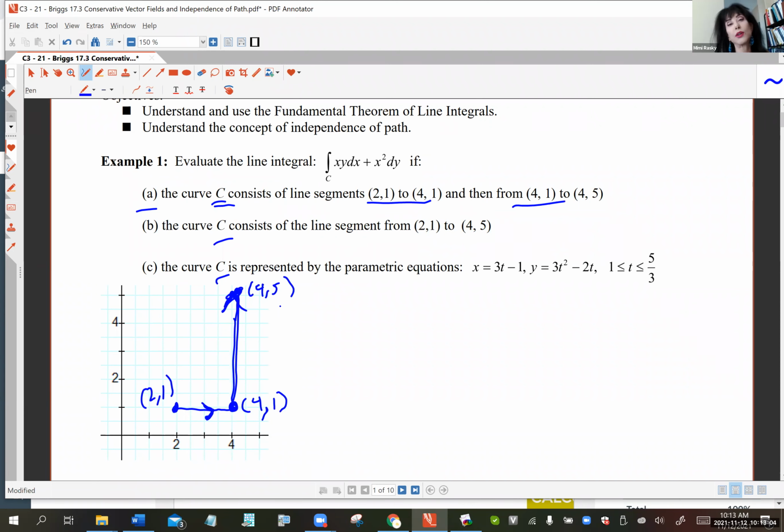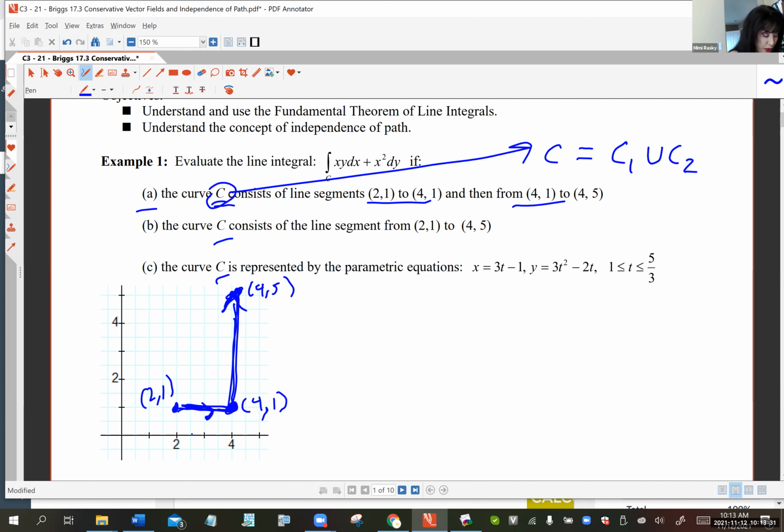Okay, so this particular curve is what we call piecewise smooth because it does have a sharp corner in it right there. It kind of goes to the right and then straight up. But that's okay. We can do line integrals on piecewise smooth curves. And the way we do that is we have to do 2 separate line integrals. So what am I saying? That this curve C is the union of C1 and C2, where C1 is the straight line going to the right, and then C2 is the straight line going vertically upward.